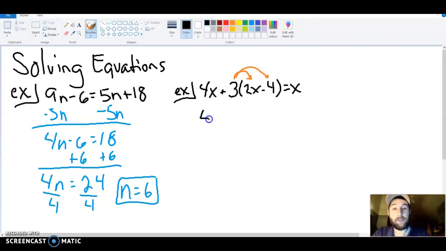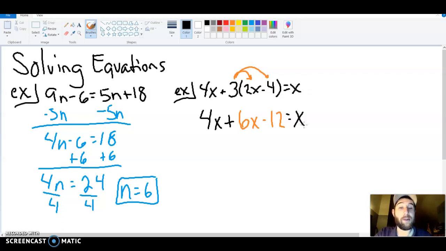We have our 4x plus the 3 times 2x, which is 6x, then the 3 times negative 4, which is negative 12, all equal to that x. So we want to be able to get our x's on one side and our regular numbers on the other. We could do that any number of ways at this point. You could choose to subtract by 6x. You could choose to subtract by 4x. You could choose to add by 12. There's a whole variety of things you can do.